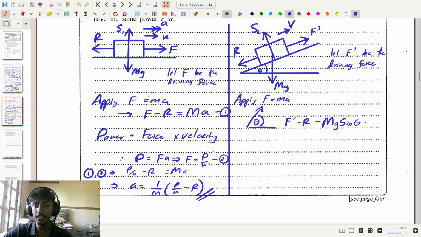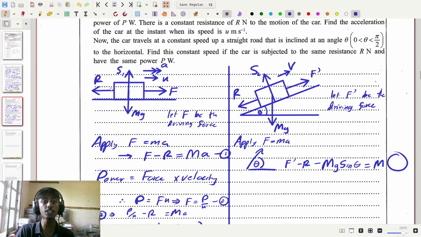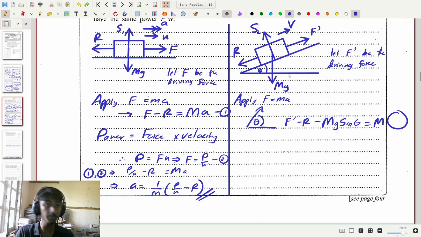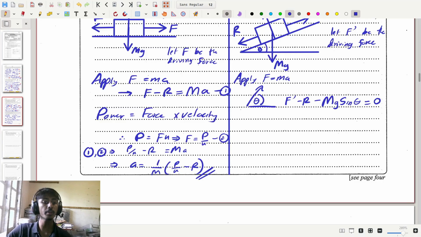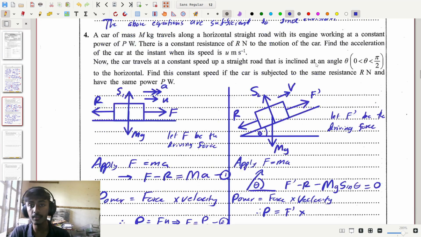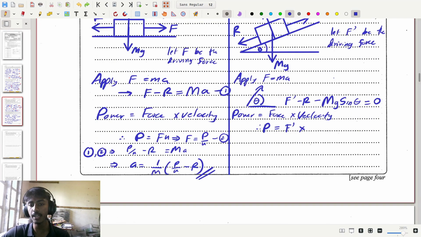Now, considering the right side, we have m times a, where m is capital M, and a in this case is equal to 0, since our car is traveling at a constant speed. So the right hand side is m times 0, which is just 0. So we can write F dash minus r minus mg sine theta equals 0. In addition, similar to the first part of the question, I can apply power equals force times velocity, so P equals F dash times V, the velocity V that I marked.